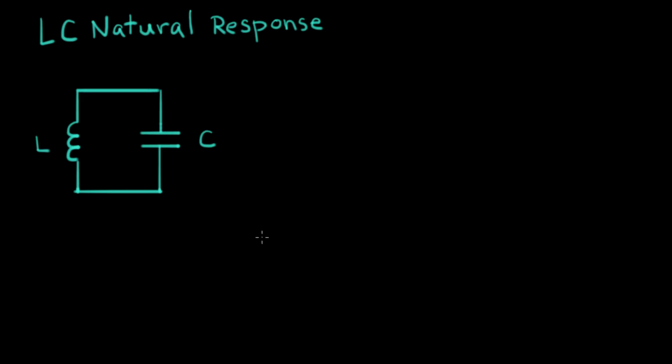We're going to talk about the natural response of an LC circuit, an inductor-capacitor circuit. And this is an interesting one. This is a circuit that has two energy storage elements. In the past videos, we've done one energy storage element, either a C or an L. And this time we're going to put them together and see what they do as a pair. And there's no resistor in this circuit.